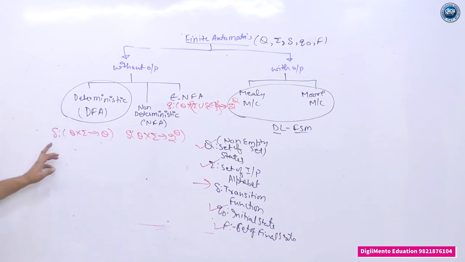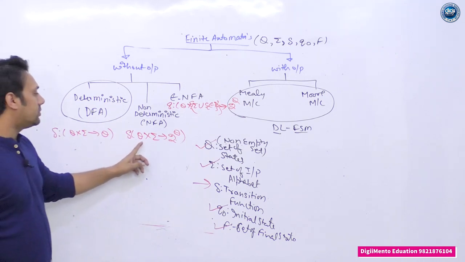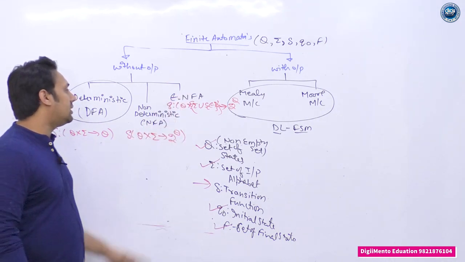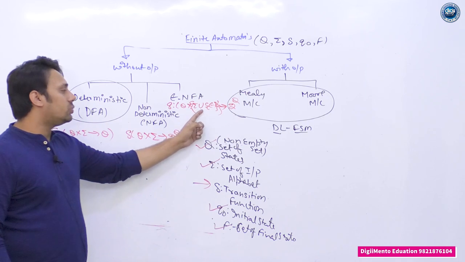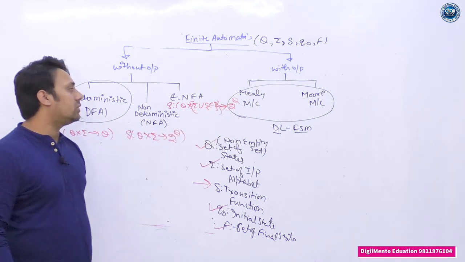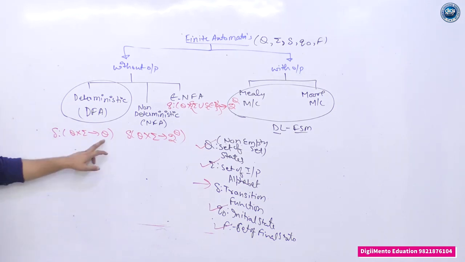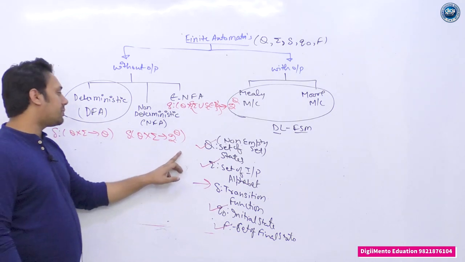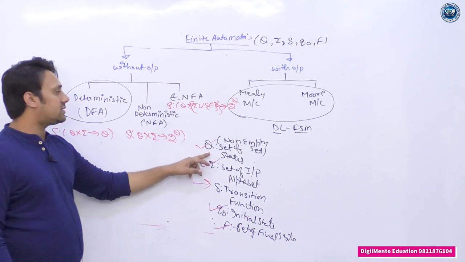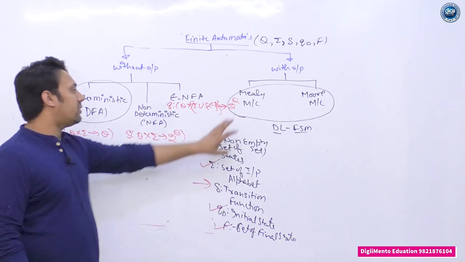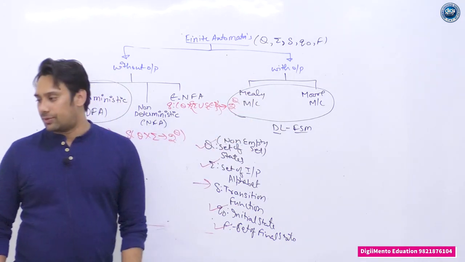So in DFAs, delta is Q cross summation, which takes us to Q states. In NFA, delta is Q cross summation, which takes us to 2 raised to power Q states, and in epsilon NFA, delta is Q cross summation union epsilon, which takes us to 2 raised to power Q states. So Q is a set of states, and 2 raised to power Q is basically the power set of this set. Here also 2 raised to power Q is the power set of this set. And right now I'm not writing this for Mealy and Moore machines.